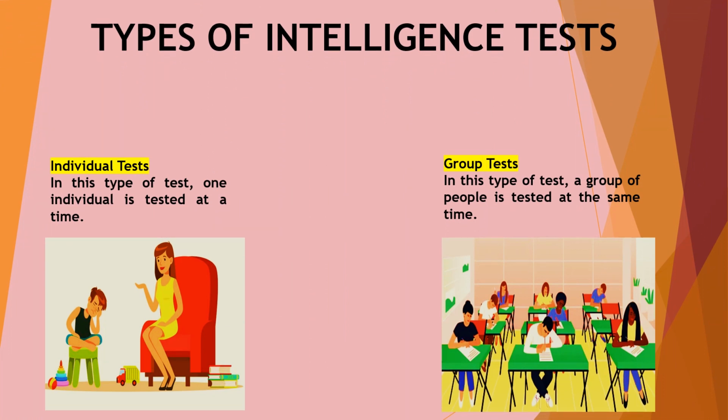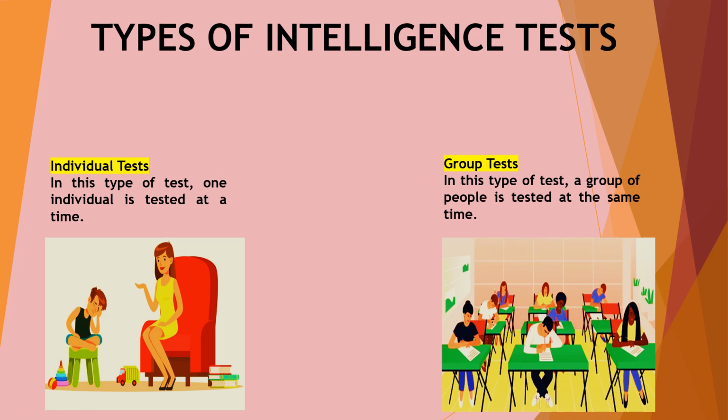Now let's see the types of intelligence test. First one, individual test. In this type of test, one individual is tested at a time. Individual intelligence tests are administered one-on-one with a trained examiner and typically involve a more in-depth assessment of an individual's intellectual abilities. Examples of individual intelligence tests include the Wechsler Adult Intelligence Scale, Stanford-Binet Intelligence Scale, Woodcock-Johnson Test of Cognitive Abilities, etc.